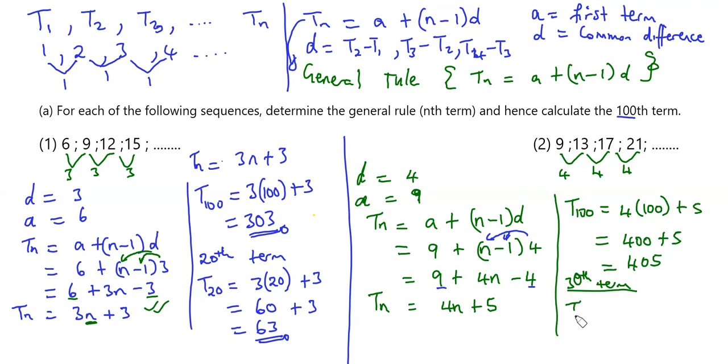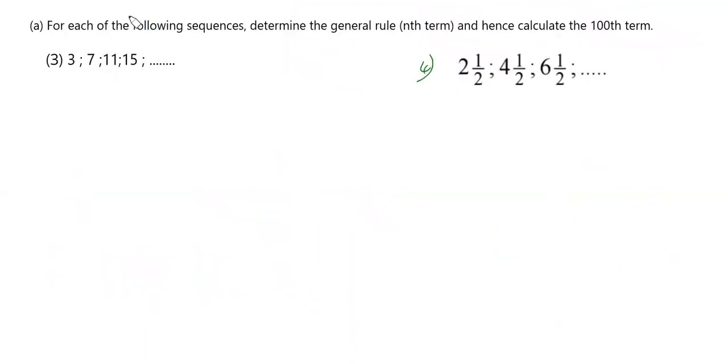We're going to say T30 is equal to 4 times 30 plus 5. 4 times 30 is equal to 120. So 120 plus 5 is going to give us 125. That's our final answer. Okay.